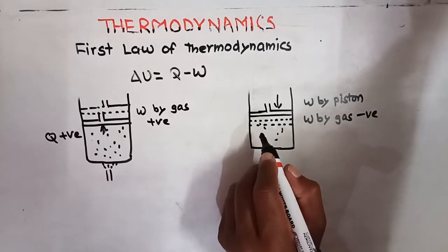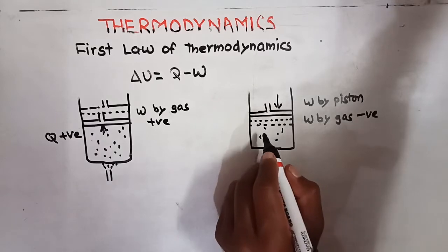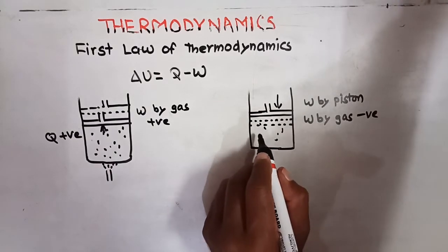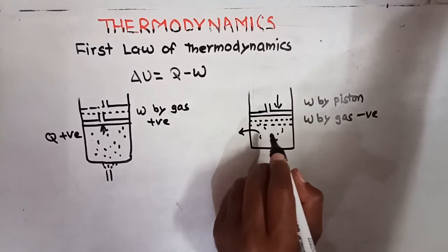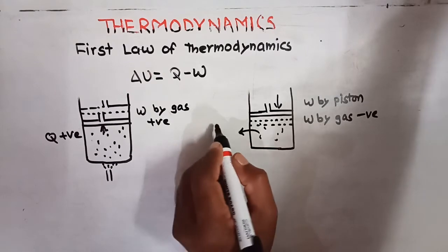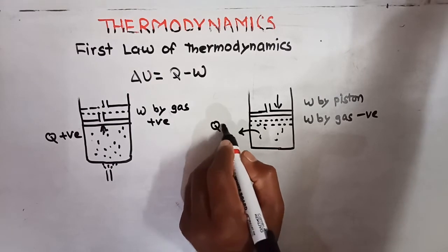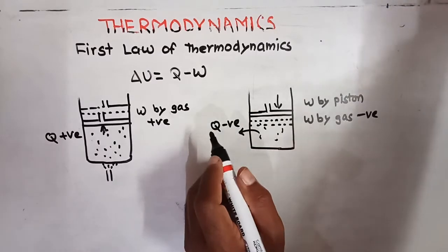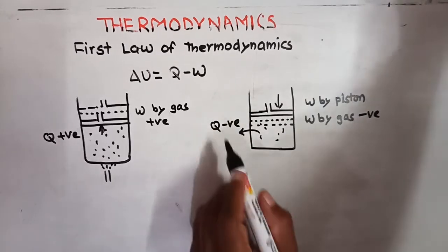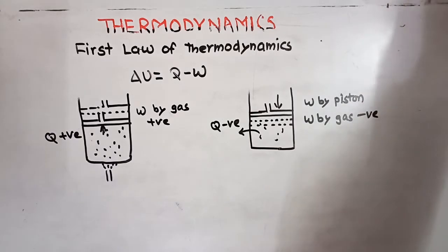And now let us consider that this cylinder is placed in a cold environment so that heat is released from the system to the environment. In this case, as heat is released from the system, there is a decrease in internal energy of the system. Q is taken as negative.